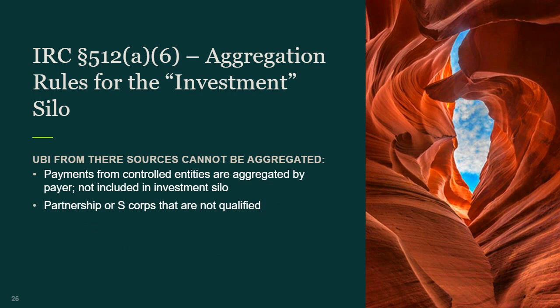But keep in mind, UBI from controlled entities cannot be aggregated. And that is, there's a code section 512(b)(13) that says any interest, rents, royalties, or annuities from a controlled entity up to the controlling entity is unrelated business income. So that would be its own silo, its own separate activity. It would not be able to be aggregated into one activity. And then partnerships or S corps that are not qualified.